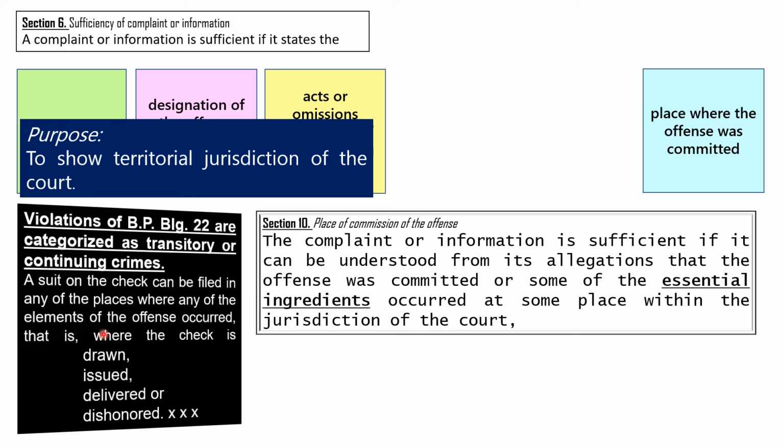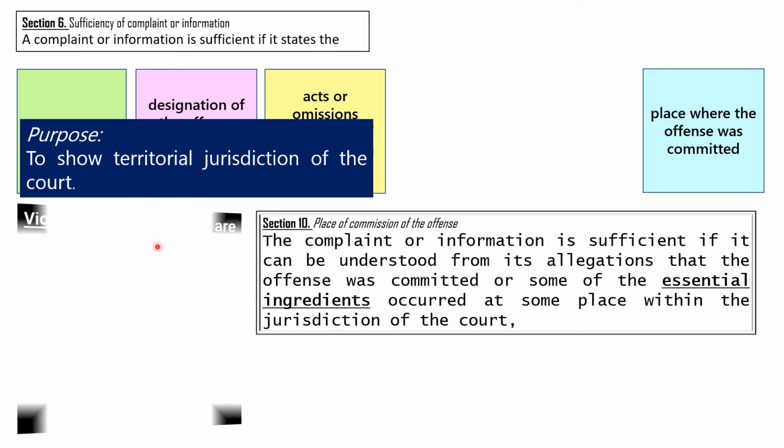So it could happen where the check is drawn. So kung in-issue yan sa Quezon City, but it was delivered in Pampanga and it was dishonored in Baguio, so pwedeng magkaroon ng jurisdiction ang isa sa mga lugar dyan. So that is the importance of BP bilang 22.